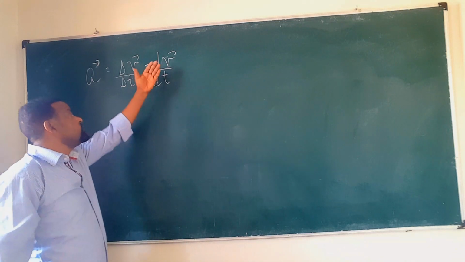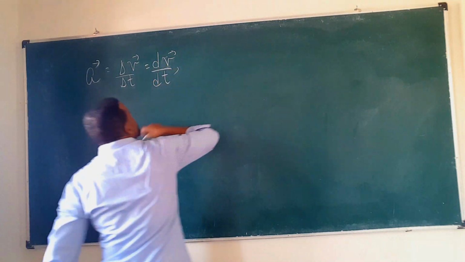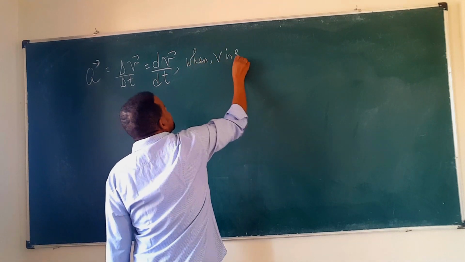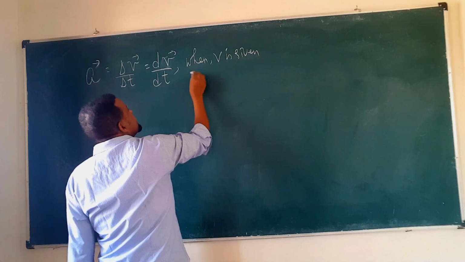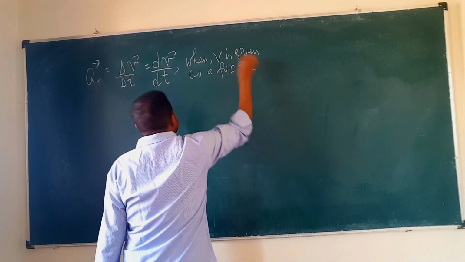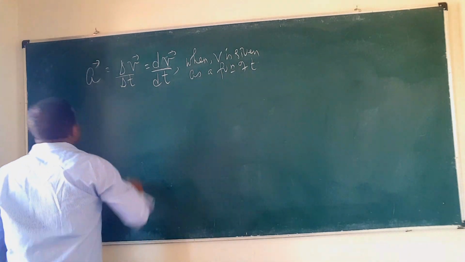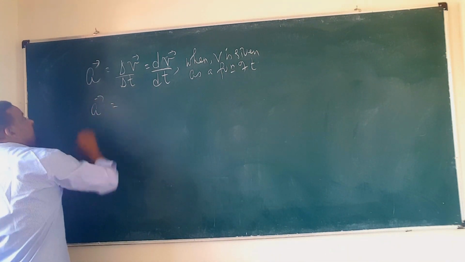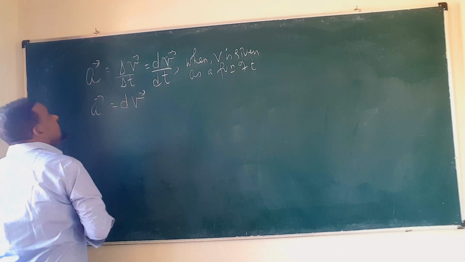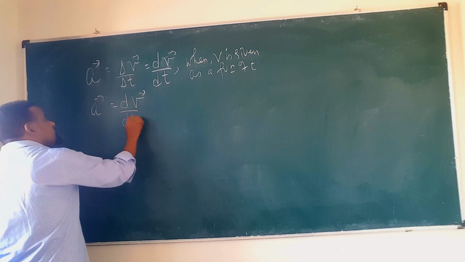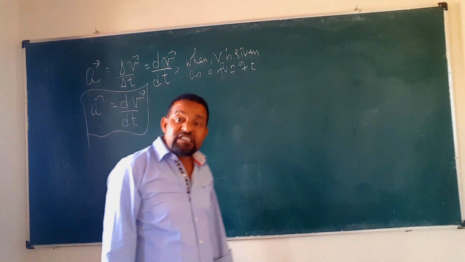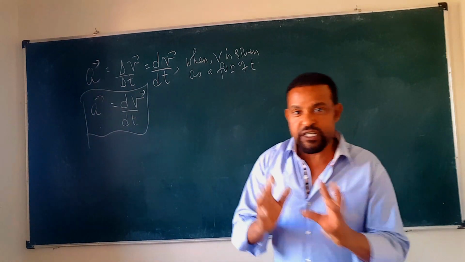That means the rate of change of velocity with respect to time, provided that v is given as a function of t. So the acceleration of a moving body is given by the derivative of that velocity function with respect to t. So acceleration is equal to the derivative of the velocity function with respect to t. Okay.